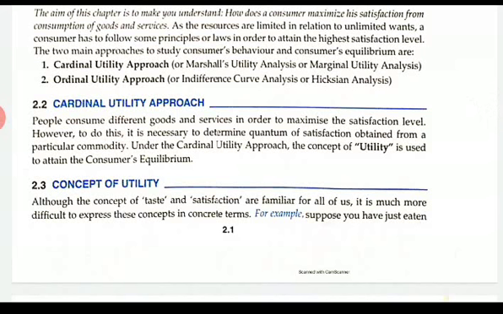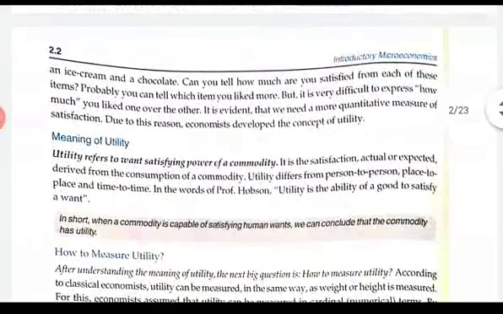According to the cardinal utility approach, they have introduced the concept of utility. So first, we'll see what utility is. Utility is the want satisfying power of a commodity. It is the satisfaction, actual or expected, derived from the consumption of a commodity. So the cardinal approach has introduced this concept of utility.